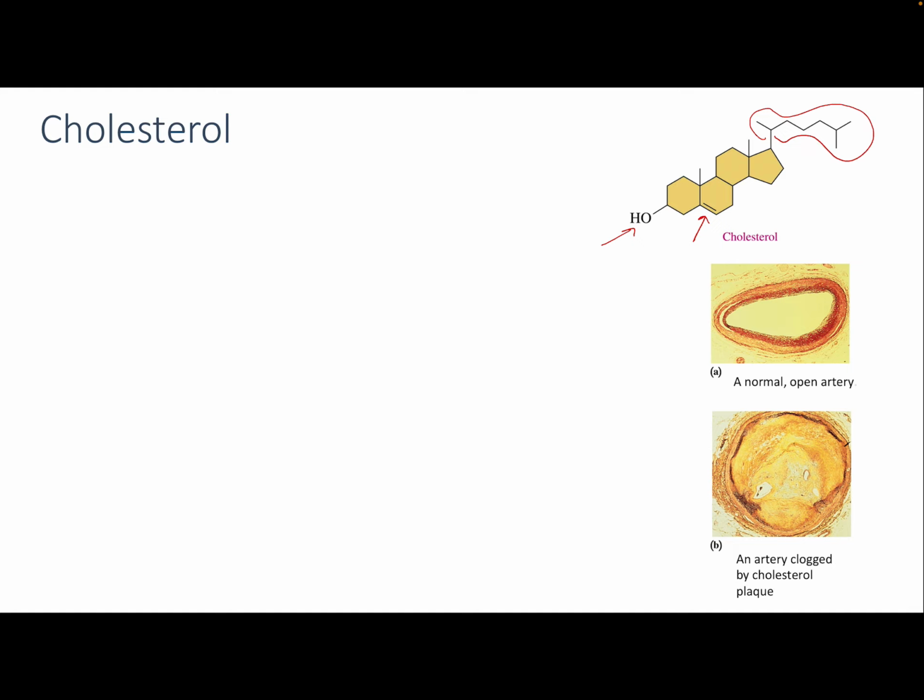This is one of the most important and abundant steroids in the body. So: hydroxyl group on carbon 3, double bond between 5 and 6, methyl groups 13 and 10, and an alkyl chain at carbon 17. Cholesterol is obtained from meats, milk, eggs. We get it in our diet. Most of it, though, we actually synthesize for ourselves, but it does come in large part from our diet.